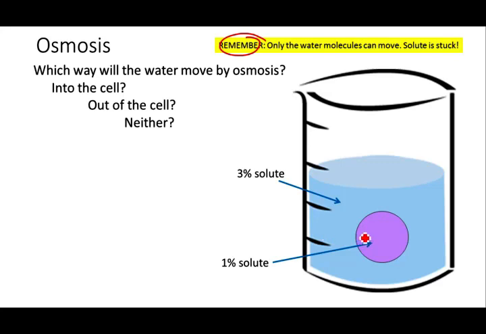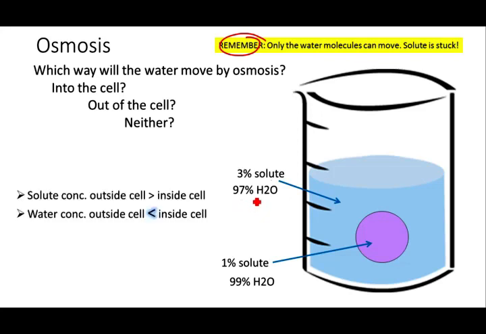Okay, so here we have a 3% solute concentration on the outside of the cell and still 1% on the inside. Now we've changed our relative amounts from outside versus inside. Now we have on the outside a solvent concentration, or a water concentration, of 97%. So now we've set this up so that the solute concentration outside the cell is greater than inside the cell. And conversely, the water concentration is less on the outside than on the inside.